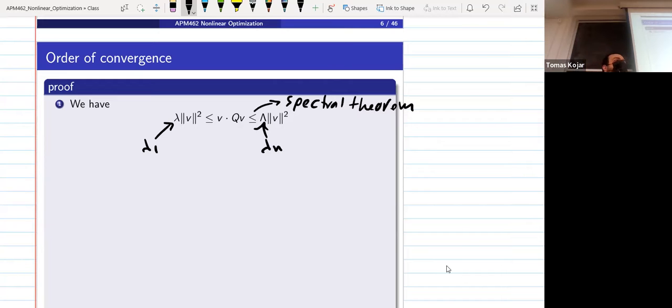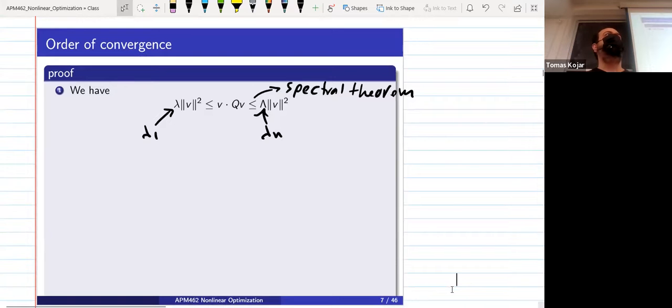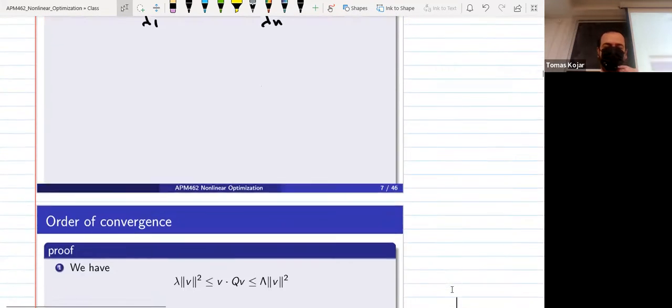Can you see it right away? Huh? Like how to get these inequalities. Yeah, you guys can think about it. It's a cool question. Requires linear algebra.